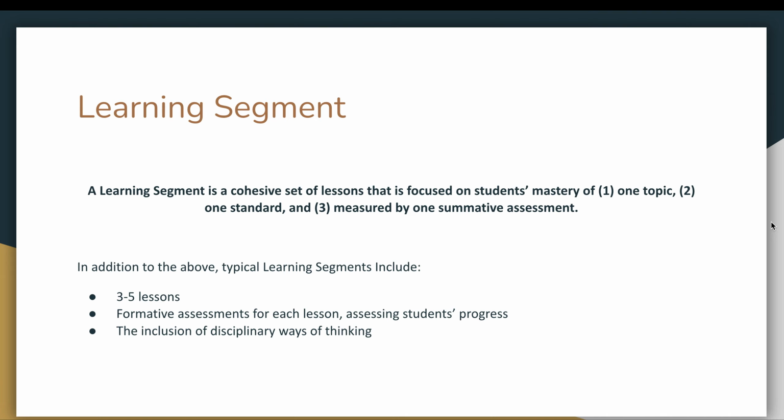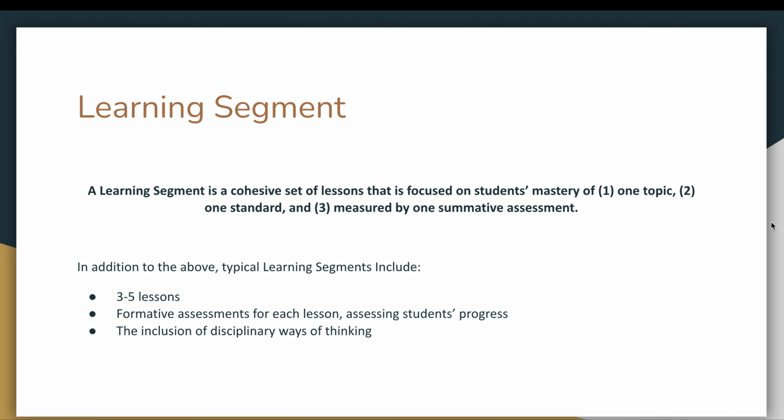Otherwise, you just have 2 lesson plans. So you have 3 to 5 lessons. That's what the EdTP is going to require you to do anyway. You're going to set this up around one topic. So let's say it's going to be the Emancipation Proclamation. It's a favorite example of mine. You're going to have one standard. So throughout the whole 3 to 5 lessons, you're only working on one state standard. And then by the end of that learning segment, students will complete a summative assessment that's going to measure their mastery over that one topic and that one standard.